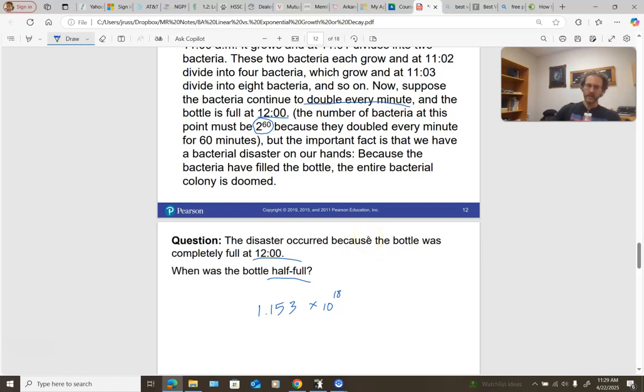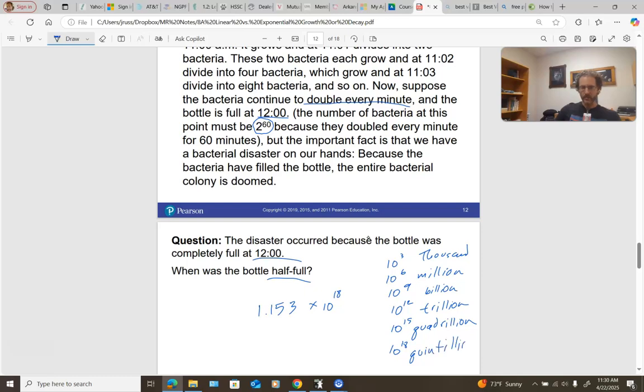Well, remember your powers of 10. 10 to the third is 1,000. They go in threes. 10 to the sixth is 1,000,000. 10 to the ninth is 1,000,000,000. Okay, just keeps going on. Thousands. 10 to the 12th is 1,000,000,000,000. 10 to the 15th would be 1,000,000,000,000,000. 10 to the 18th would be 1,000,000,000,000,000,000.